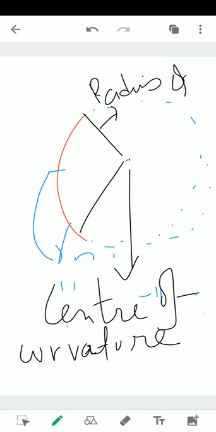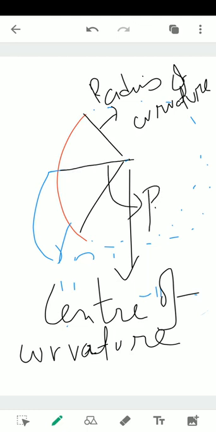Radius of curvature. Don't worry, I'll formally define all these things, but for the time being, just understand. And from the pole to the center of curvature, this is called the principal axis. So what did we do over here? We saw what is radius of curvature, what is pole, what is center of curvature, what is aperture, and what is principal axis. Now I'm going to formally define all these things one by one.